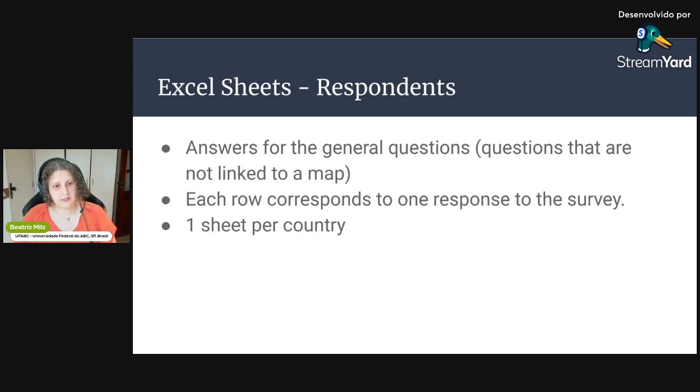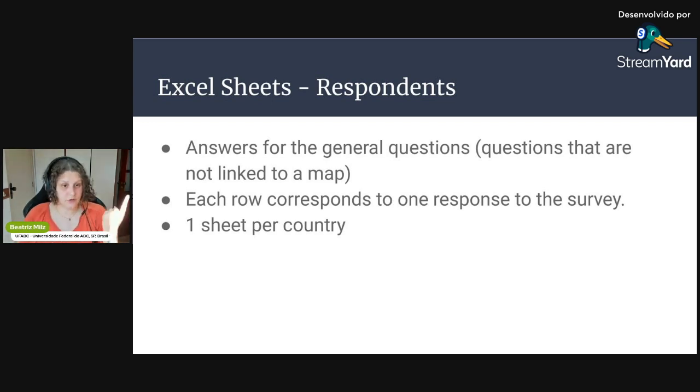So the first sheet is the respondents. So this sheet has answers for the general questions. So questions that are not linked to a map. So for example, you can ask how old a person is. So this is not a question linked to a map. And each row corresponds to one response to the survey.